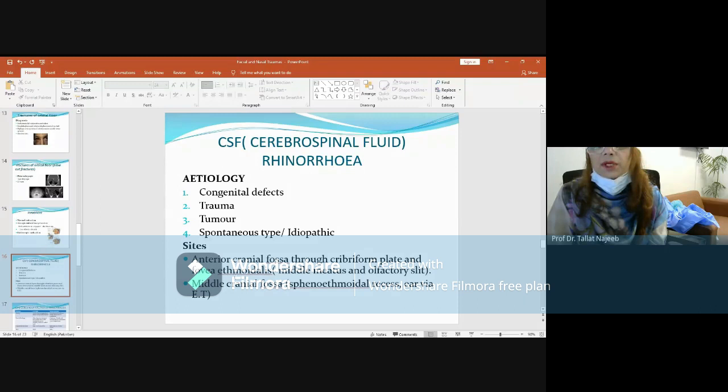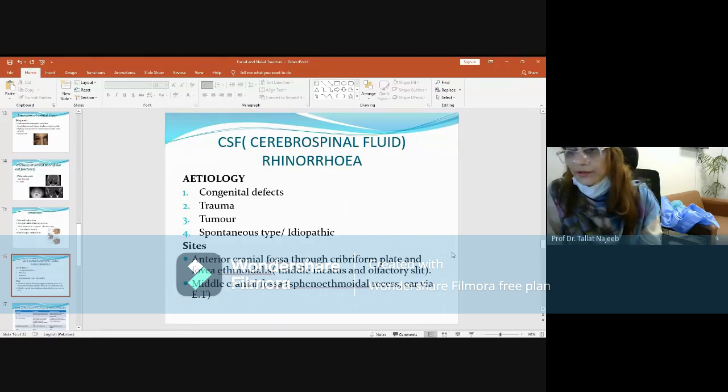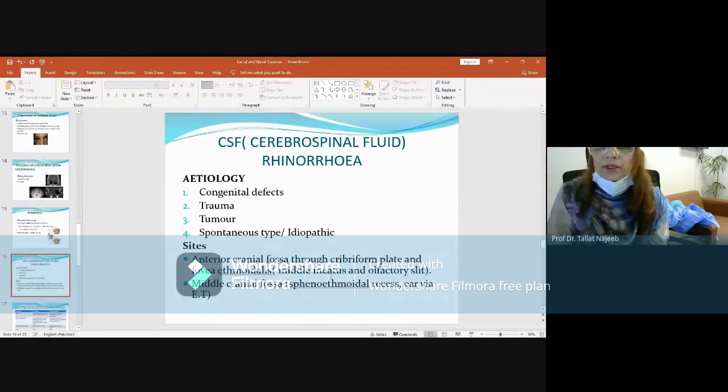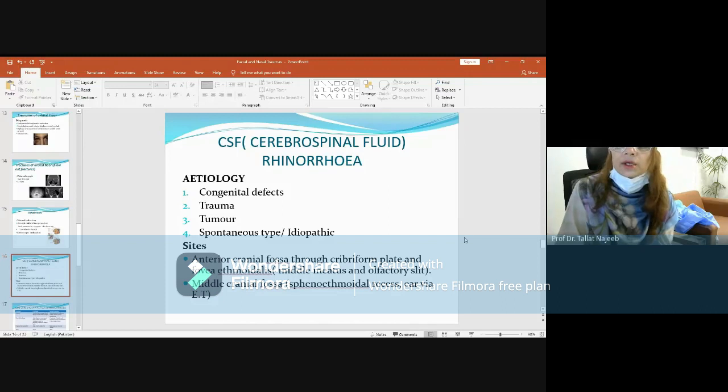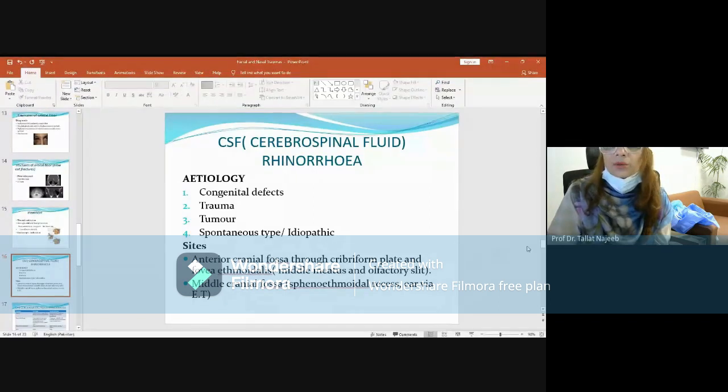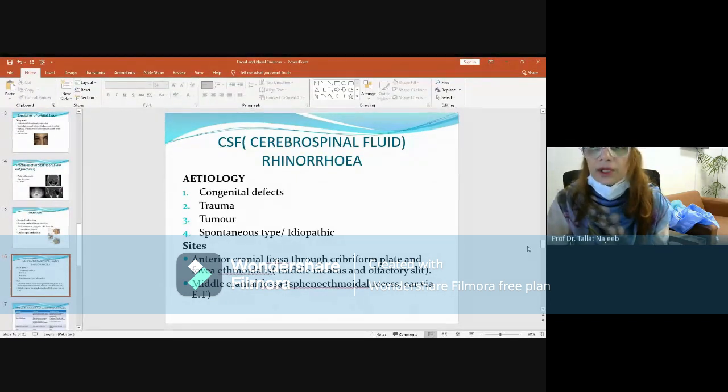So the site may be anterior cranial fossa or middle cranial fossa. In anterior cranial fossa, the most common site is the cribriform plate. Cribriform plate is the weakest portion of the intracranial cavity through which CSF can leak if it gets fractured. So fracture can be due to some trauma or some surgical procedures like endoscopic sinus surgery. You can puncture this cribriform plate, so CSF can come into the nose, and that leakage is called CSF rhinorrhea.